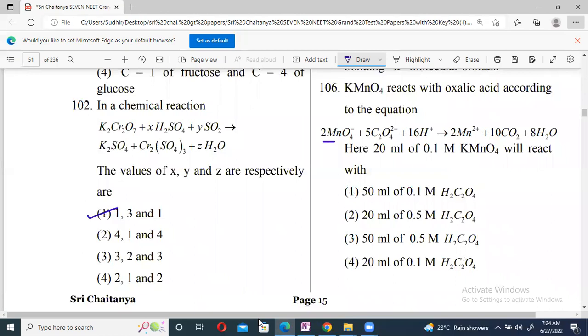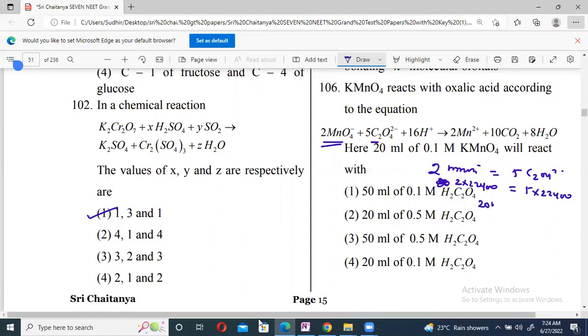See, but a simple way. 2 moles of MnO4 minus can use 5 moles of oxalate ion. Here how many? 20. Actually 2 moles means, can we say it is 2 into 22,400 ml can use 5 into 22,400 ml. If it is 20 ml, it is equal to how much? So 5 into 22,400 into 20 by 2 into 22,400.